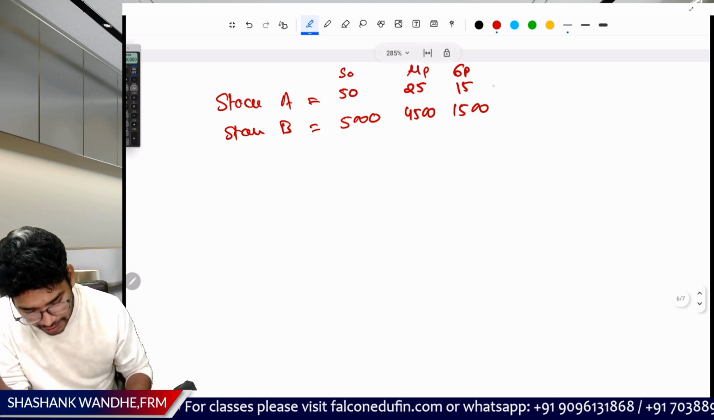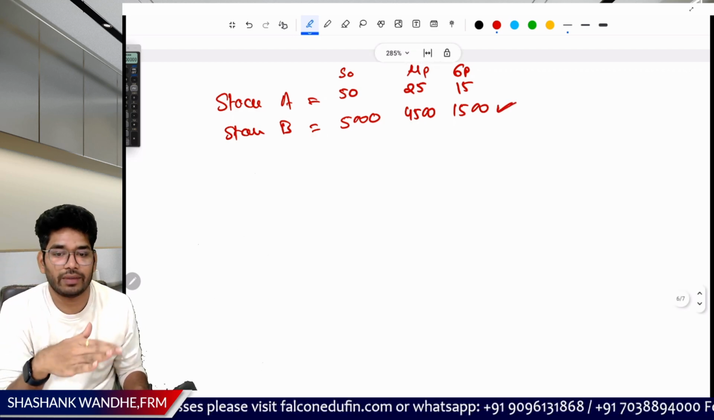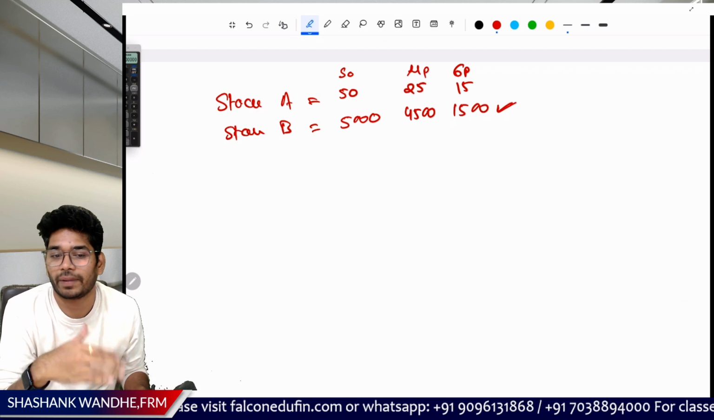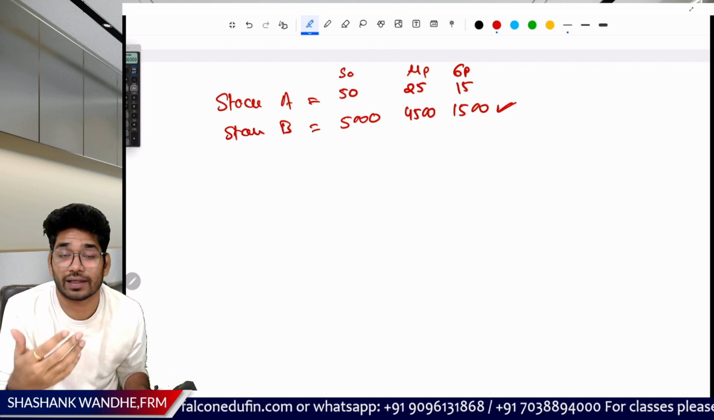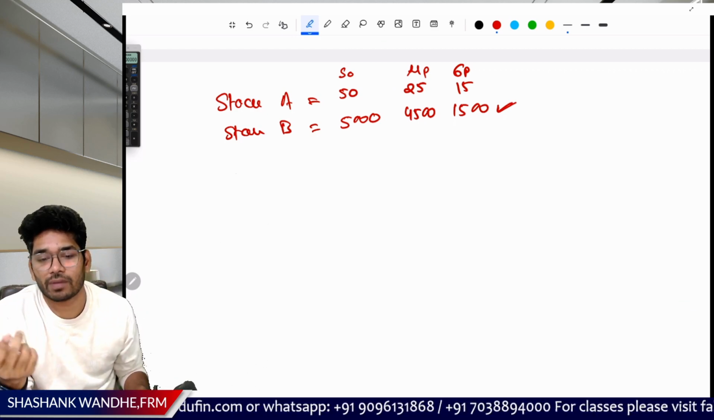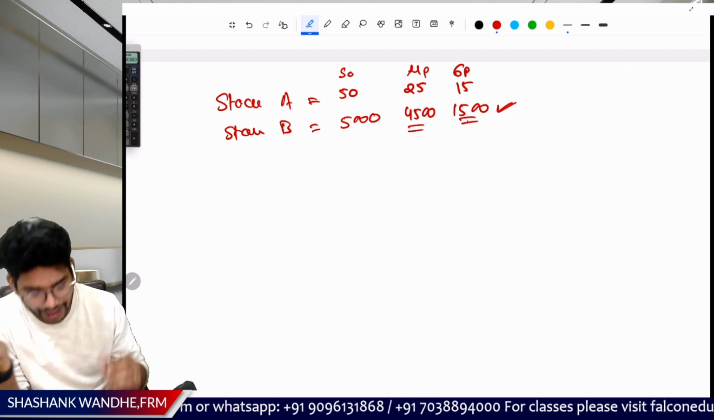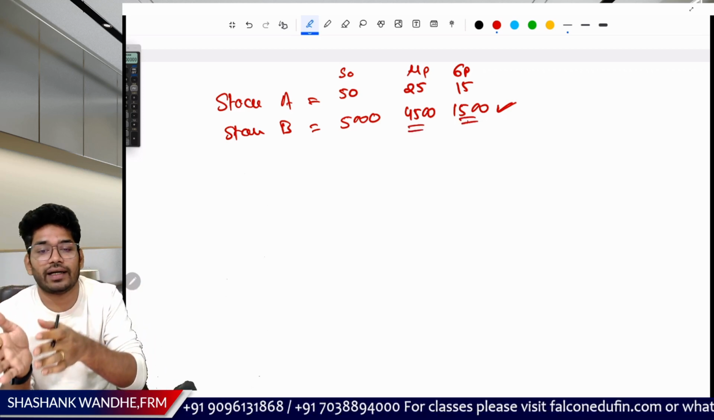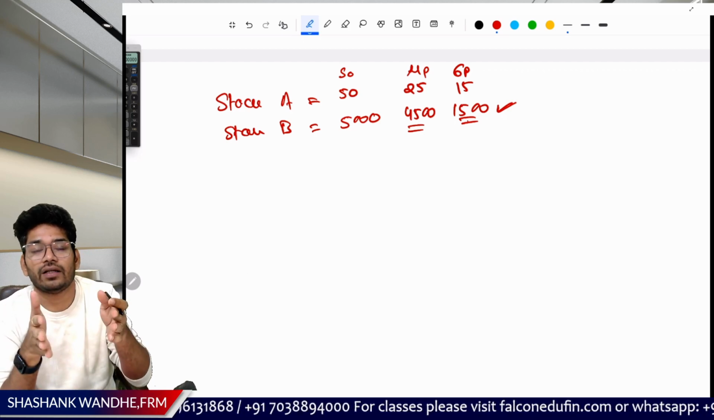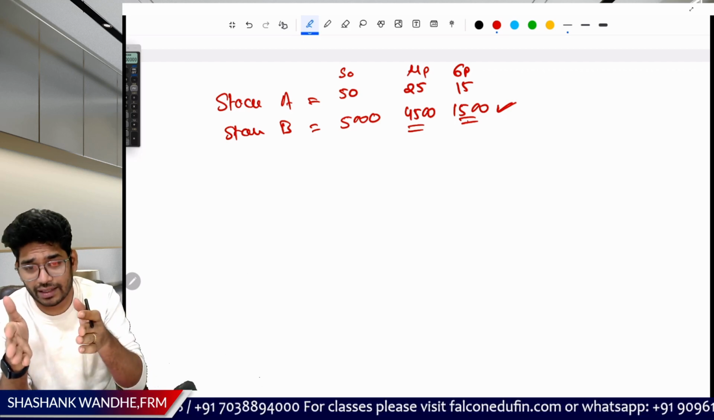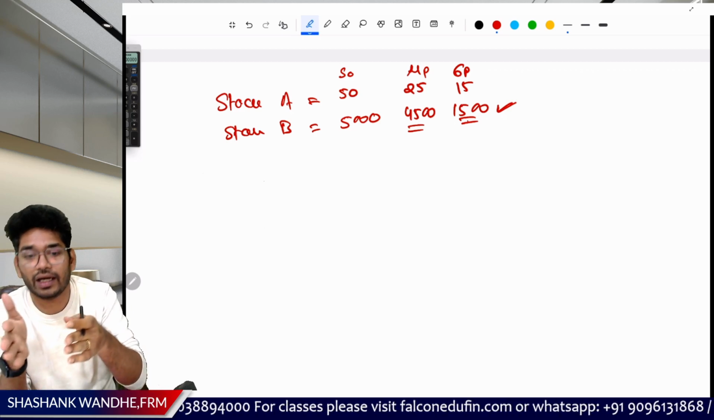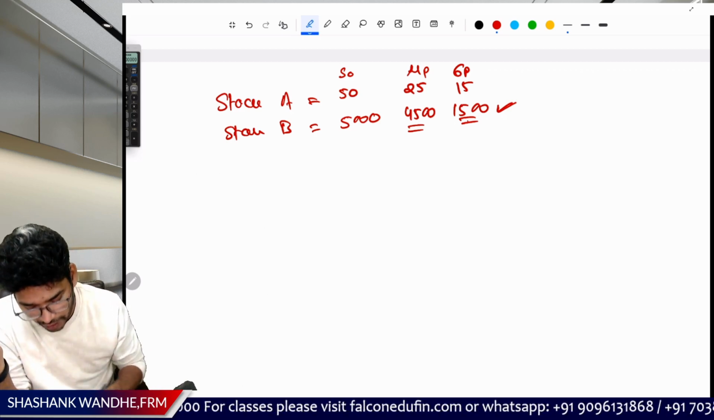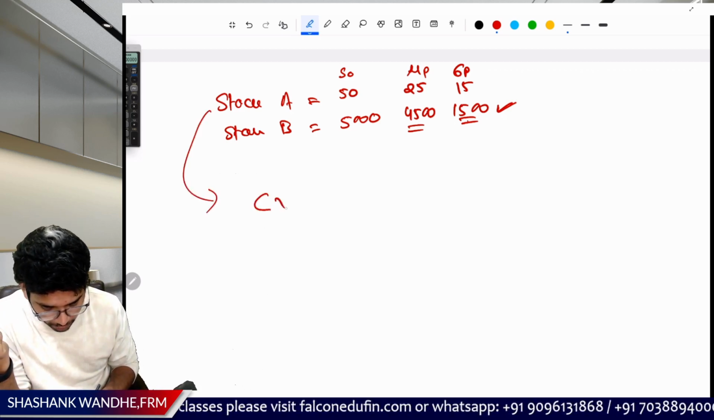If you just compare this, you will end up assuming that stock B has a higher standard deviation, so maybe the stock is more risky. But this will be problematic because this standard deviation is in relation to the mean of 4,500. On the other hand, in the case of stock A, the 15 standard deviation is related to the mean of 25. And that's why we should calculate the CV, coefficient of variation.